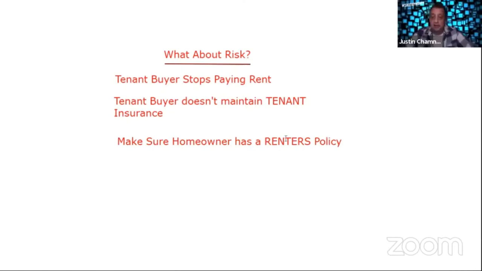Perfect. Yes, landlord's insurance. I said renters, but yes, you know what I mean. Exactly. Make sure the homeowner has a landlord's policy, all right? You also want to make sure that the tenant buyer has his tenant insurance, just in case, okay? You never know what they'll do or what they won't do until they do or don't. But, you know, when you need it, you want to have somebody to call.